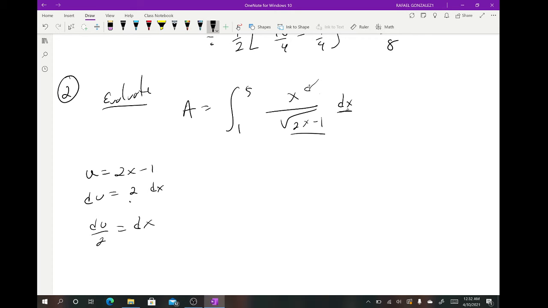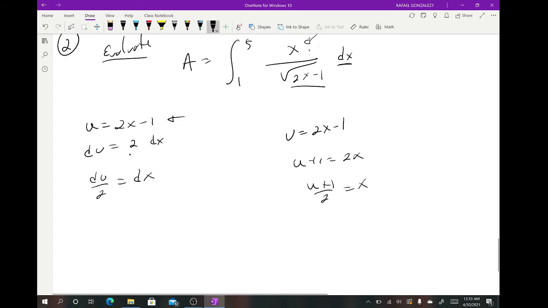So now I have a substitution for dx and I have a substitution for 2x minus 1, but I don't have a substitution for x. So let's get the substitution for x from this equation. So I have u is equal to 2x minus 1. So I have u plus 1 is equal to 2x. So we divide by 2 on both sides. So we have u plus 1 over 2 is equal to x. So now I have a substitution for this x up here as well.